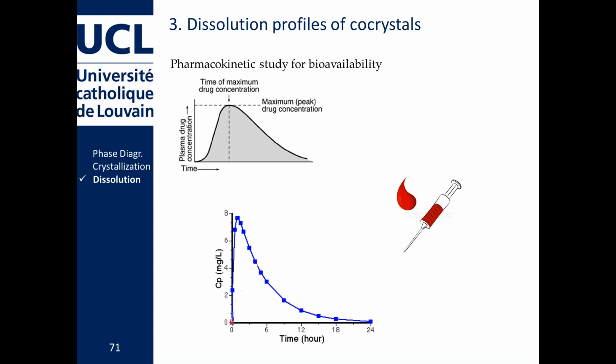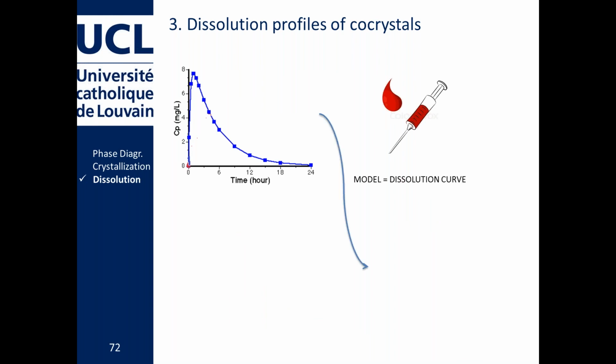How do you do these pharmacokinetic profiles? You actually take patients and you take blood on a regular basis after they have been given an oral tablet of a given drug, and you follow the plasma concentration over time. This is not always very feasible or easy, or it is costly. So what you can do is apply models to this. What type of model would you use? Well, you can look at a dissolution curve.